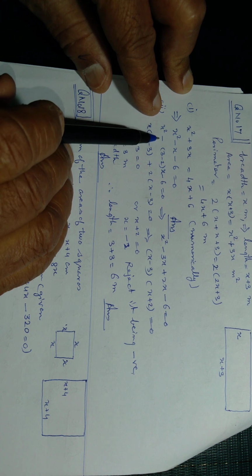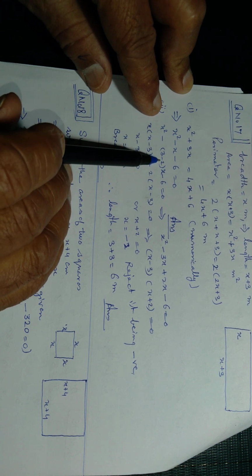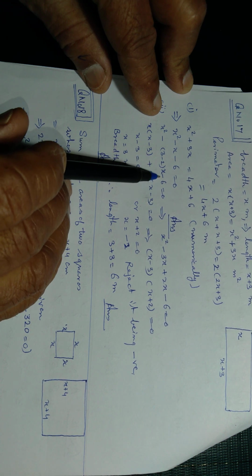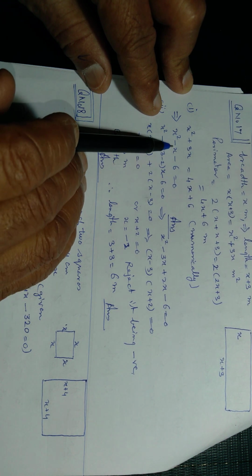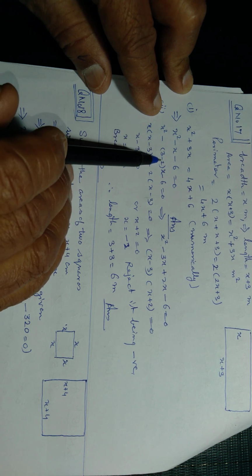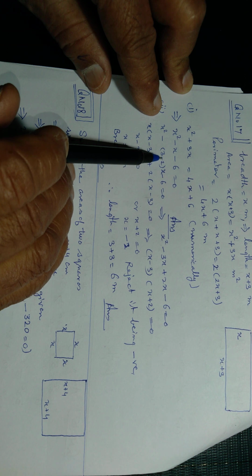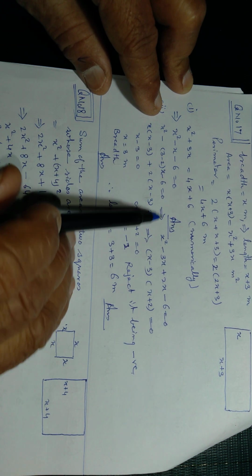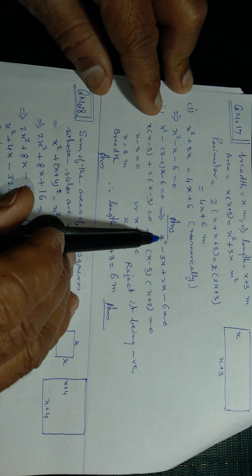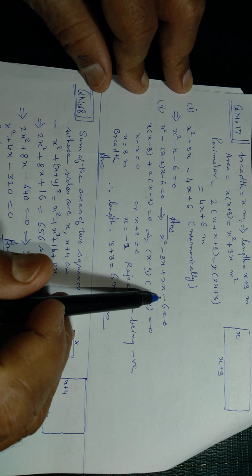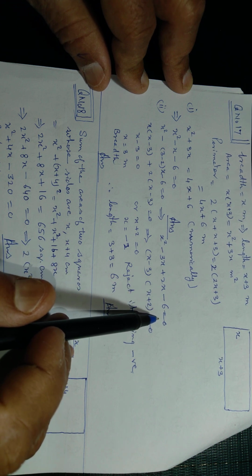x square minus (3 minus 2) x minus 6 is equal to 0. You see, I have written in place of 1, 3 minus 2, that is equal to 1. But 3 into minus 2 will be equal to minus 6. Now open the middle bracket: x square minus 3x plus 2x minus 6 equal to 0.